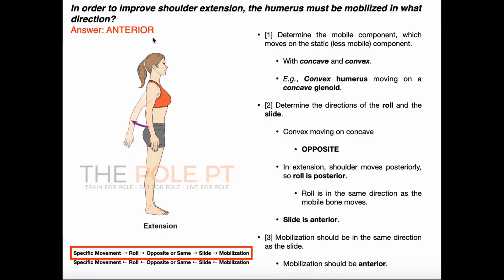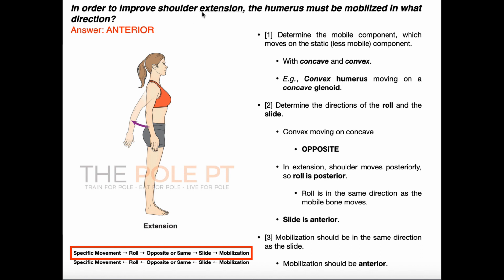In this video, we're going to look at a very general way to predict what direction you need to move a bone in order to mobilize a joint for a given movement. For example, we'll be looking at how to answer a question like this: in order to improve shoulder extension, the humerus must be mobilized in what direction?